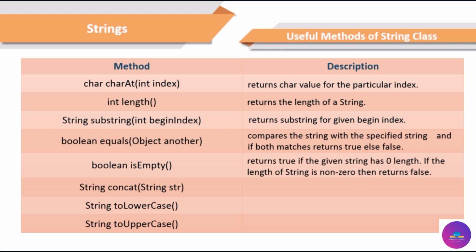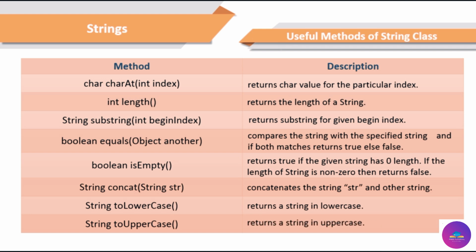The isEmpty method returns true if the given string has 0 length. If the length of the string is non-zero, then it returns false. The concat method concatenates the specified string, str, at the end of the string. The toLowerCase method returns a string in the lowercase. The toUpperCase method returns a string in the uppercase. So why don't we work out some examples with the most useful string methods?